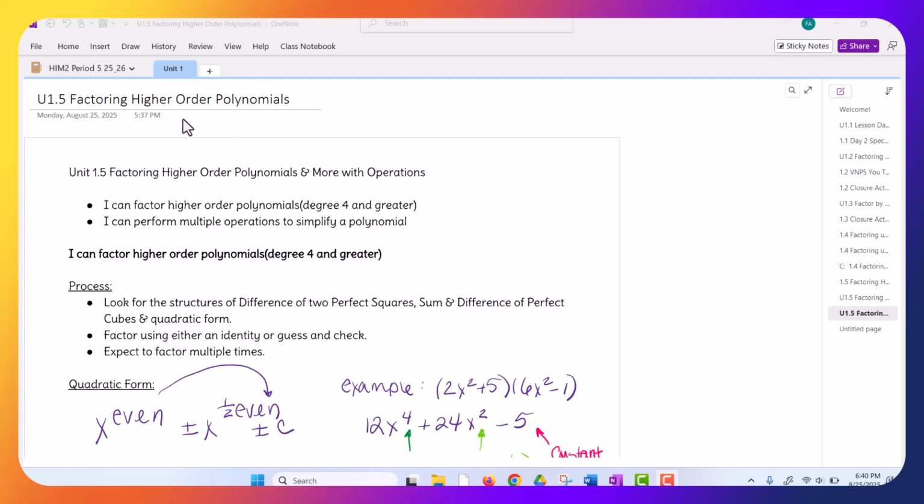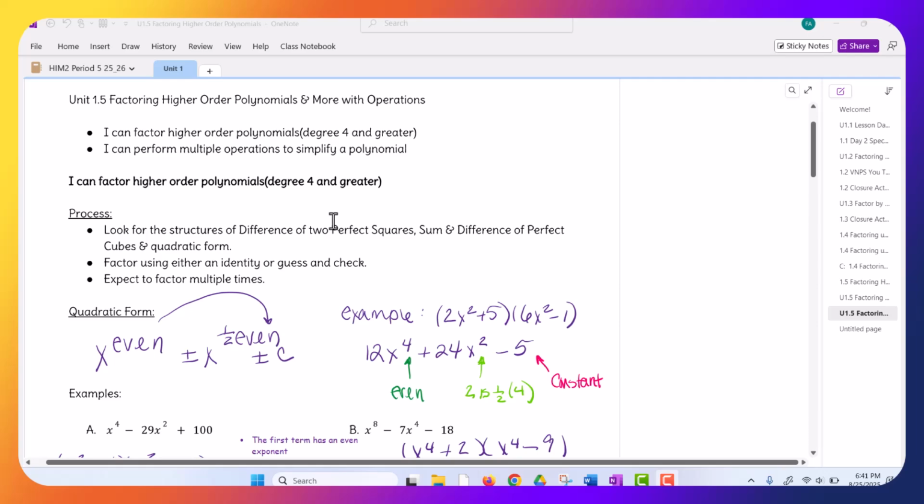All right, our last lesson of our first unit, we're talking about factoring higher order polynomials and working with some operations in our binomials and monomials. Our I Cans are learning targets. We can factor higher order polynomials. We're talking about degree 4 and greater. And I can perform multiple operations to simplify a polynomial.